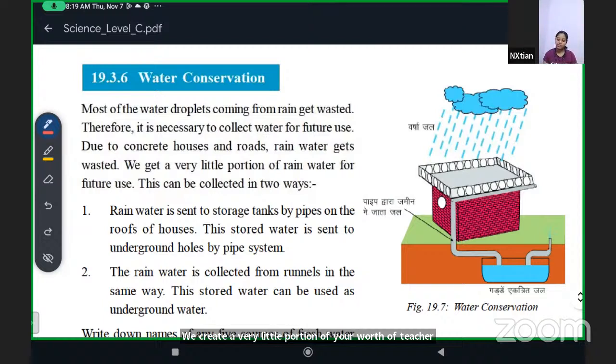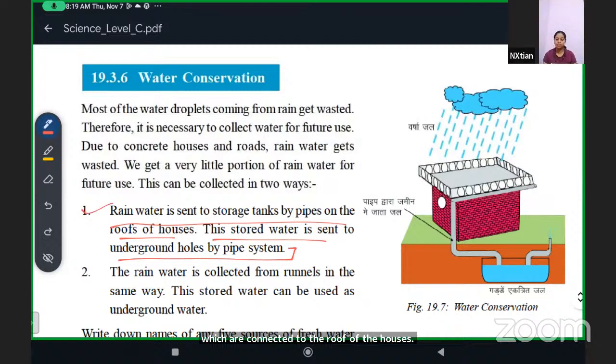Okay, one is that rainwater is sent to storage tanks by pipes which are connected to the roof of the houses. This stored water is sent to underground holes by a pipe system. Like the roof of the house is connected with a tank that is beneath the house, so that's underground, using the pipes. And the roof is also made slanted so that the water goes into the pipe and then gets collected into the tanks, with which we can conserve the rainwater.